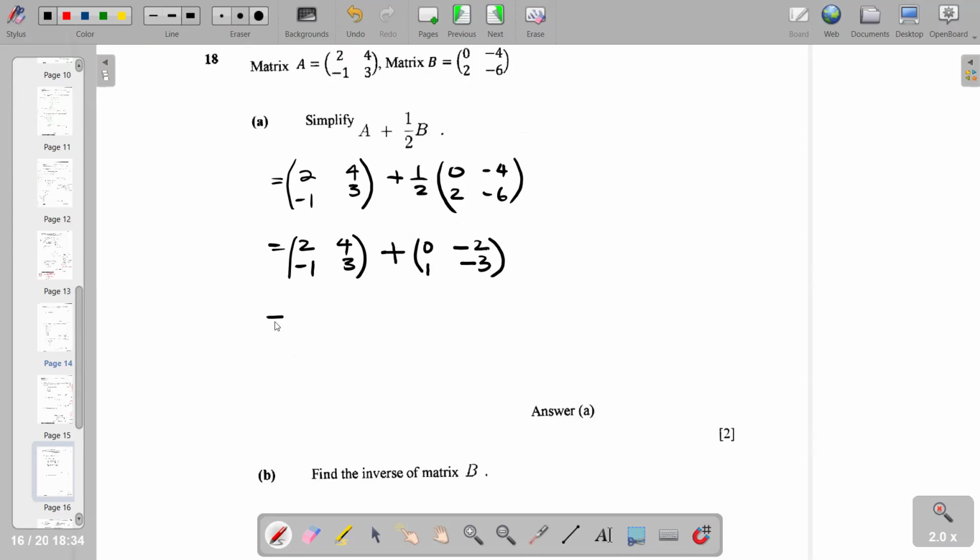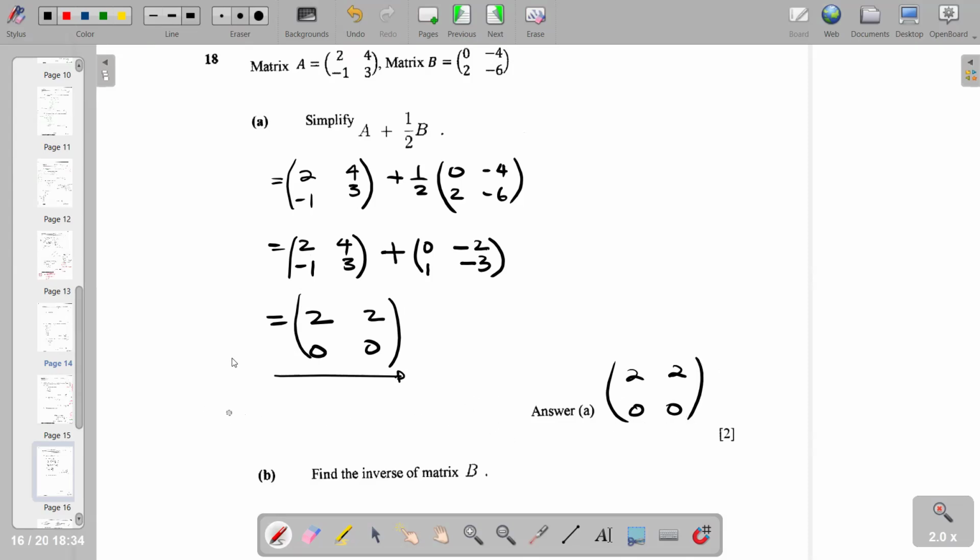Then we simplify our answer. 2 plus 0 is 2. 4 plus minus 2 is 2. Then minus 1 plus 1 is 0. 3 plus minus 3 is 0. So our final answer given here is 2, 2, 0, 0.